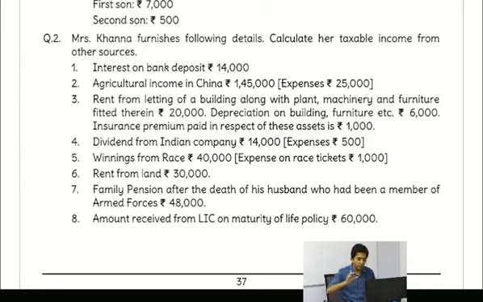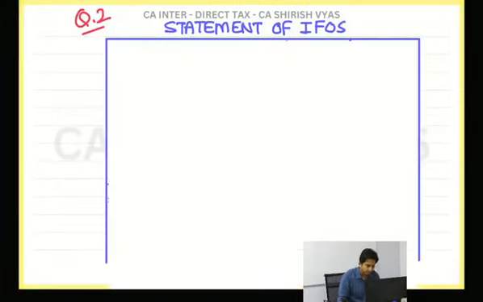Okay, so we'll do one thing. Keep one statement ready like this here. Statement of income from other sources, and you will prepare particulars and two amount columns, inner column and outer column.